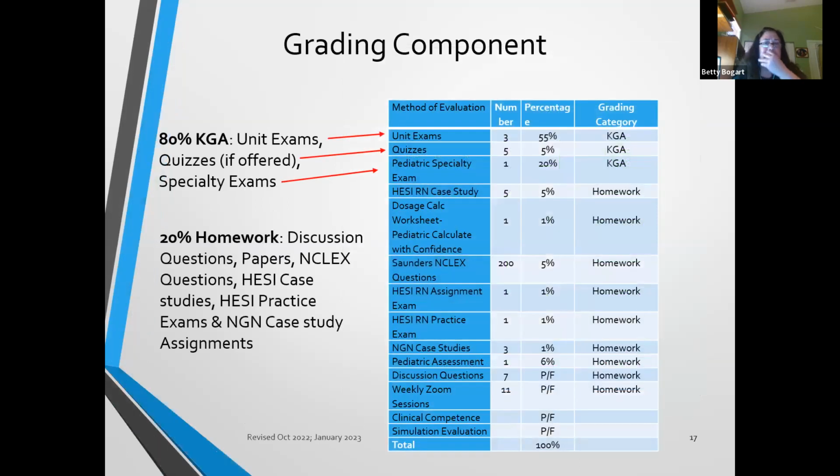So how does the grading work? Well, we have unit exams, quizzes, and your HESI. That is 80% of your grade. The other parts are going to be the homework or subjective grades. And you'll notice that pediatric assessment is 6%. So please don't lose points on not getting these things in, okay?